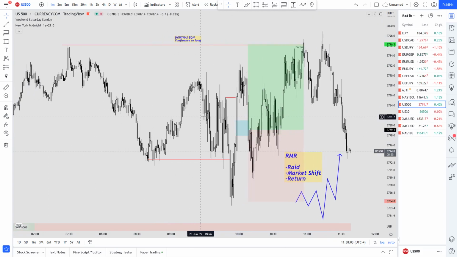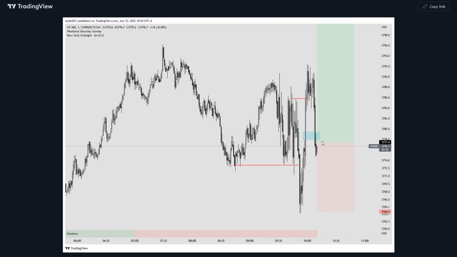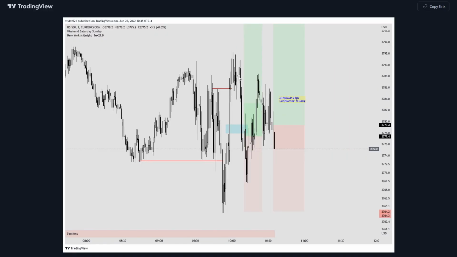Okay, so just to show that this wasn't all hindsight, I've got a few screenshots here that were taken live. Over here we see the raid, the shift, and the return. This is where my entry is. Price doesn't pump immediately. We do go through some drawdown, but we don't get out even though we have some drawdown, because our stop is already placed and it's controlled.